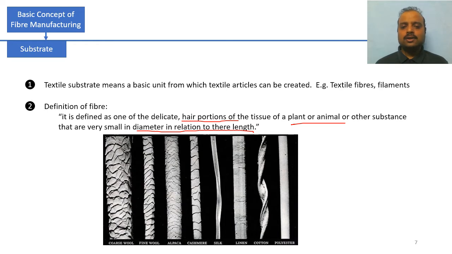In this figure you will be able to see pictures of fibers, and you can see their length is very long compared to their diameter. So the diameter is very small and their length is very long. Let's understand what is meant by the hair portion of a plant and an animal.